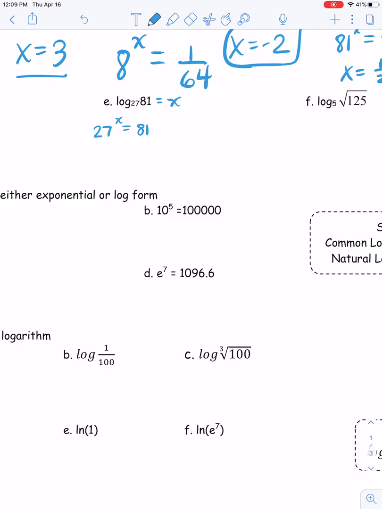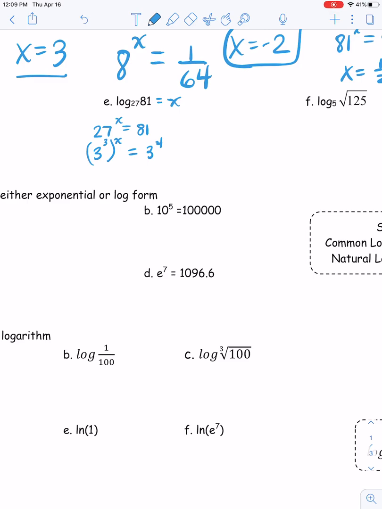How can we rewrite 27? Well, we know that 27 is 3 cubed. That number is being raised to the x power equals. Well, what's another way of writing 81? Well, I know I can write 9 squared, which is fine, but that's not going to help me in this process. So what's another way that I can write that? Well, instead of 9 squared, how about 3 to the 4th? The reason I want to go with 3 to the 4th, hopefully you understand, is why? They have the same base now.